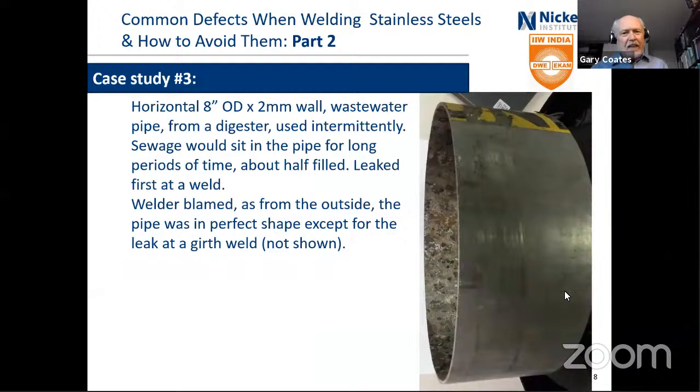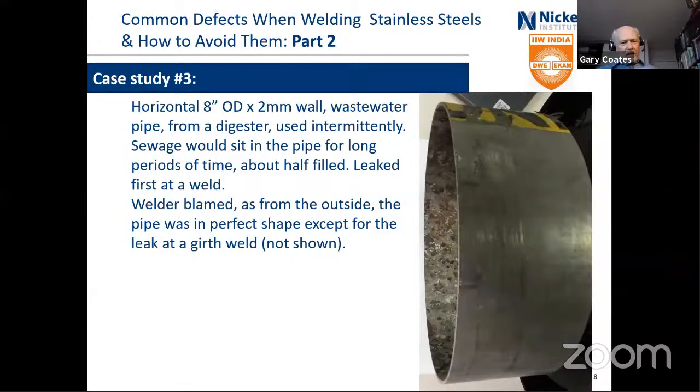The third one was at a wastewater treatment plant. They take the solid waste and digest it, and you get methane and other gases forming. It's a vertical vessel, and this pipe came off it horizontally. The particular pipe was used only intermittently, and the decomposed sewage would sit in the pipe for long periods of time, about half filled.